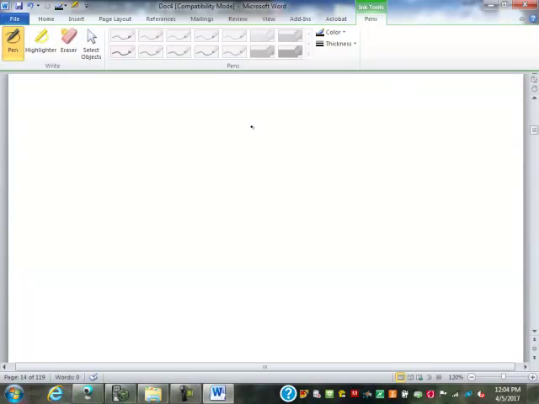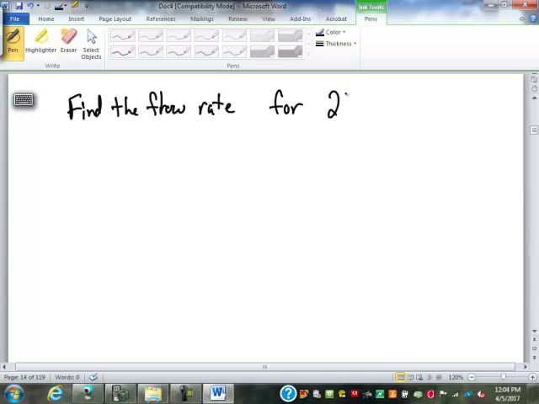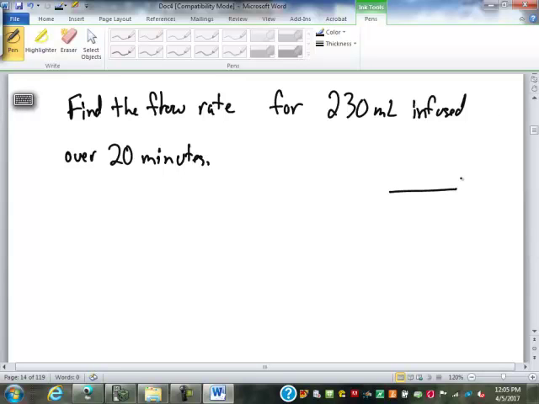Then we might look at IV flow rates. We might have to find the flow rate for 230 milliliters infused over 20 minutes. Now we need to know whether this is milliliters per minute, milliliters per hour, or drops per minute. So we find that this is giving us the units we're asked for as milliliters per hour.